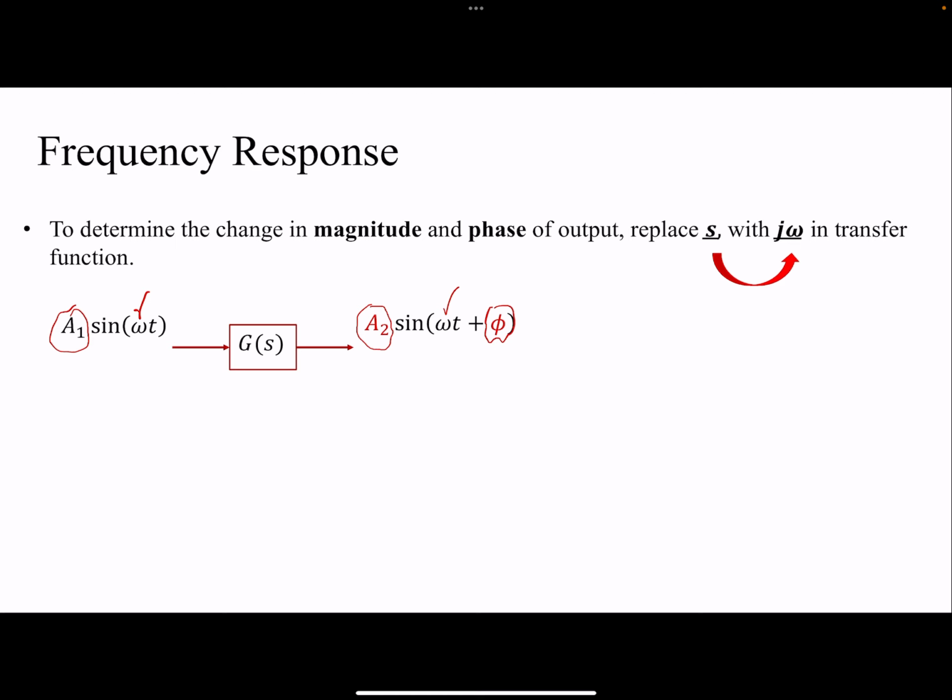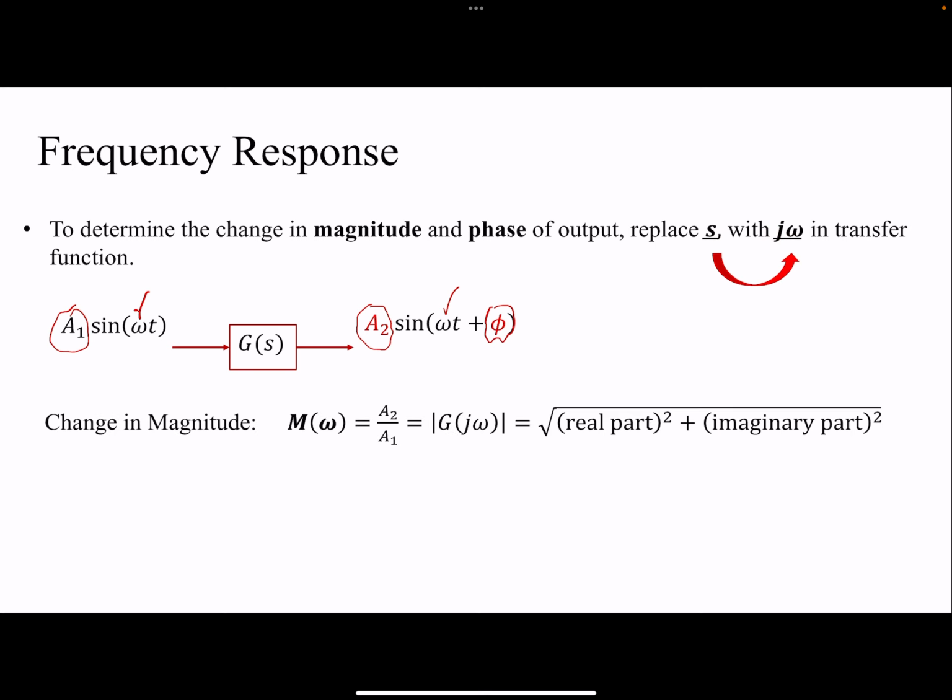How are we going to find this change in magnitude and phase? Our first step is to replace s with j omega in our transfer function. Then we find the magnitude ratio, A2 over A1, by finding the magnitude of the transfer function now that we have replaced s with j omega. It's going to give us a complex number, and to find the magnitude of a complex number, we use the Pythagorean theorem for the real and imaginary parts.